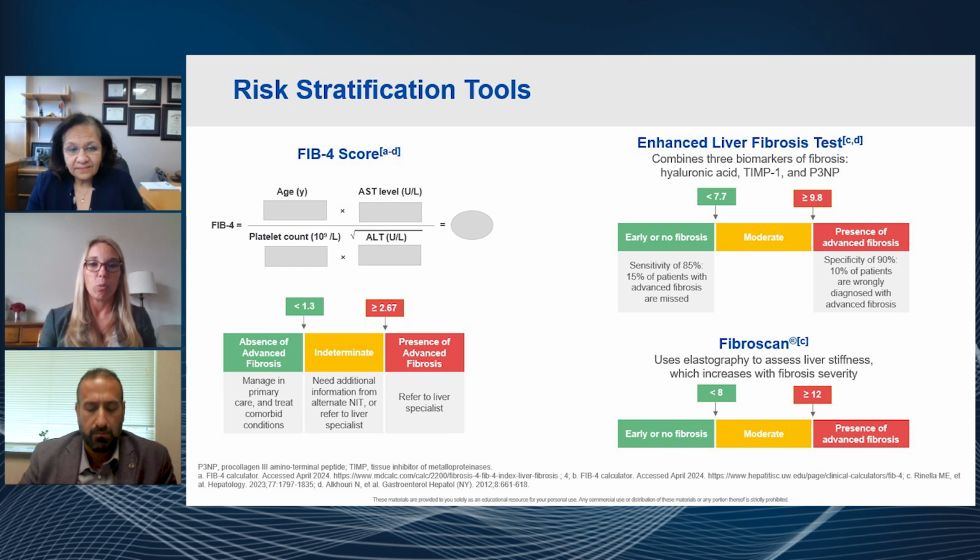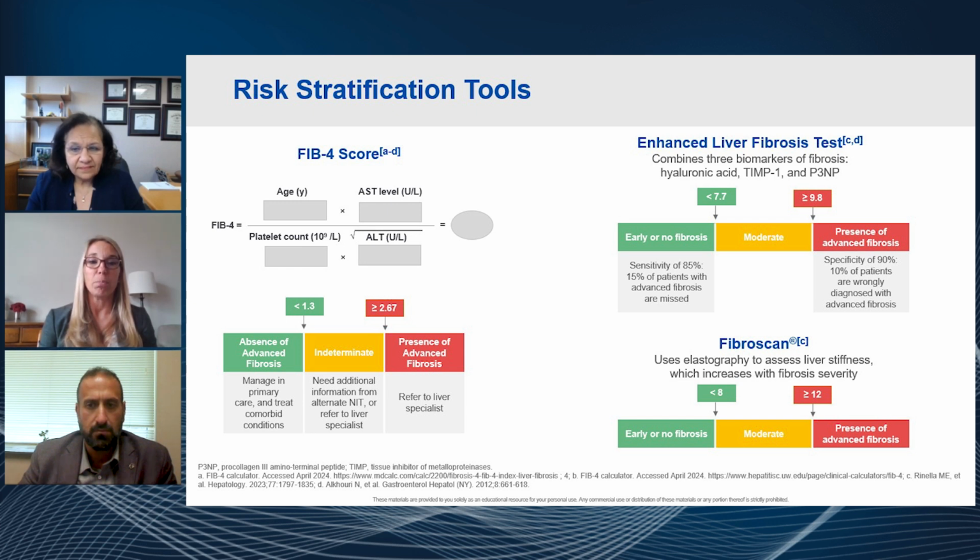If you're getting into a range of equal to or greater than 2.67, we see in red here, this can be indicative of presence of advanced fibrosis. And in that patient population, this is where you really want to be referring on to specialty care, to that liver specialist for further evaluation.